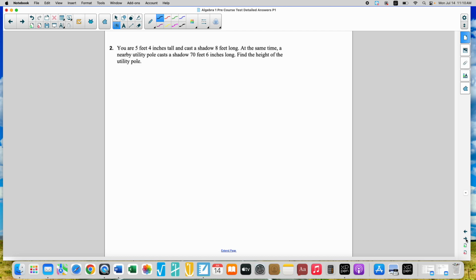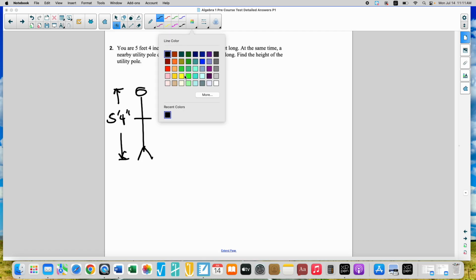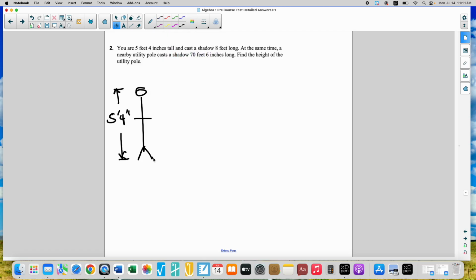Number 2, you are 5 feet 4 inches tall and cast a shadow 8 feet long. At the same time, a nearby utility pole casts a shadow 70 feet 6 inches long. Find the height of the utility pole. So here's a person, and this person is 5 feet 4 inches tall, and they cast a shadow. They cast a shadow that is going to be 8 feet long.